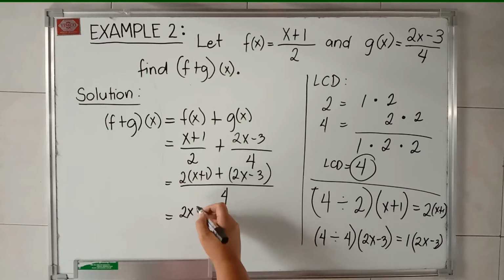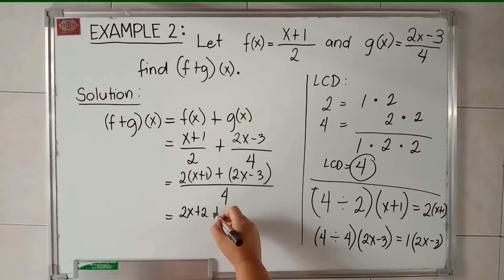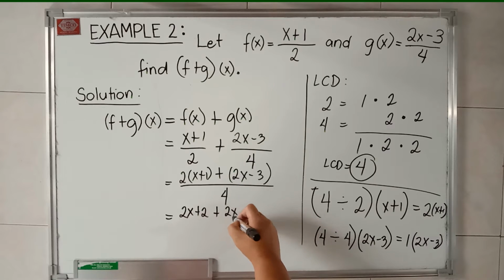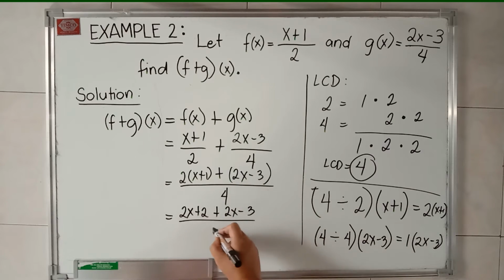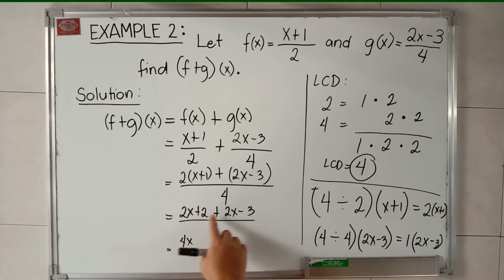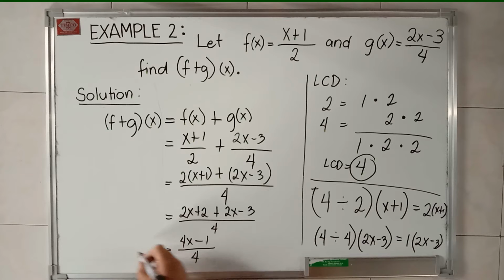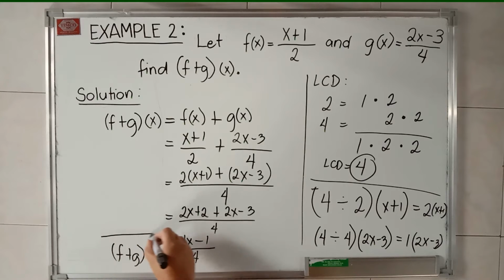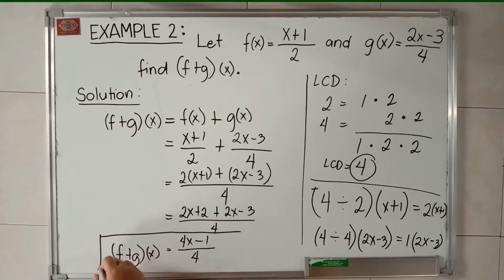So 2 times x is 2x, 2 times 1 is 2, plus removing the parentheses, we have 2x minus 3 over 4. Now we can combine like terms. 2x plus 2x is 4x. 2 minus 3 is negative 1 over 4. And that is now our answer for f plus g of x is equal to 4x minus 1 over 4.